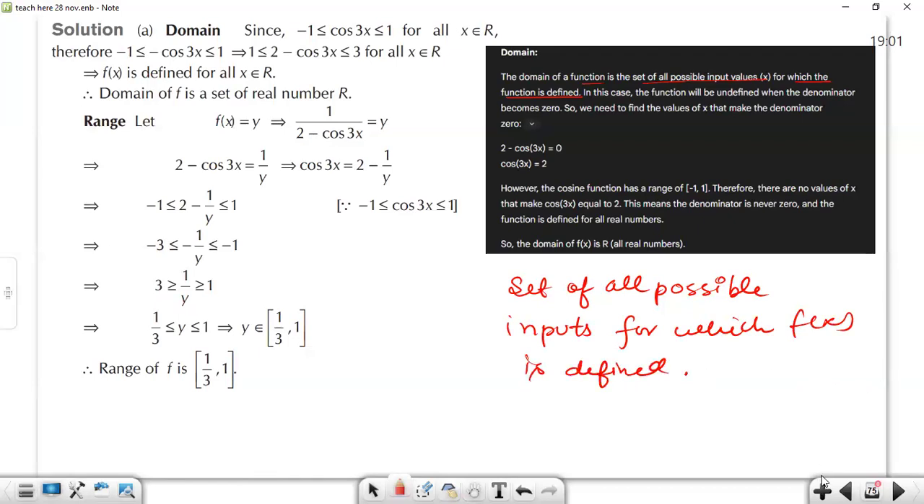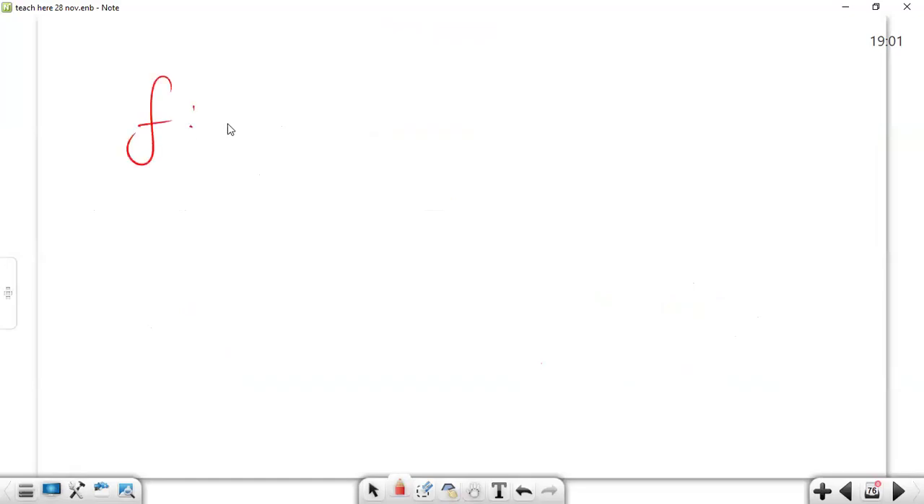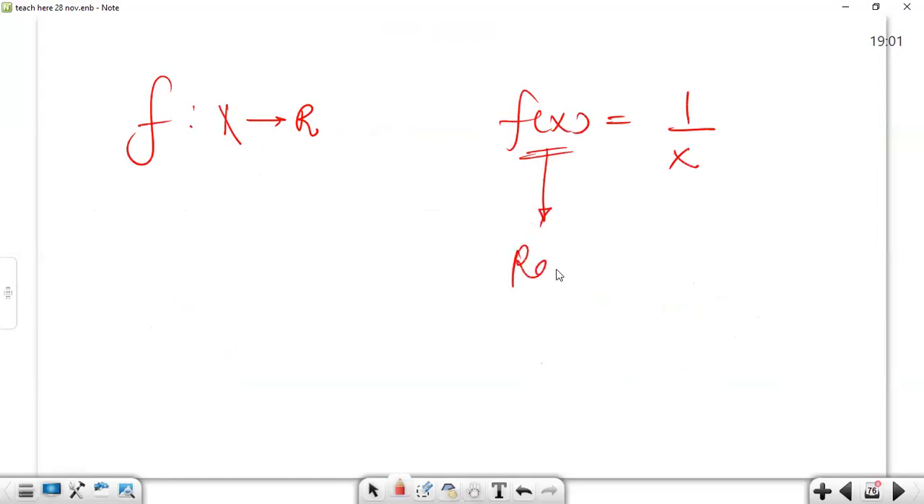Let us say the function is defined from the x set to real numbers, and the function is 1 by x. Now all the outputs which are coming from f of x are the range. And the range is a subset of the codomain. So the codomain here is real numbers. So it is like a superset. Real numbers are a superset of all the outputs of f of x.